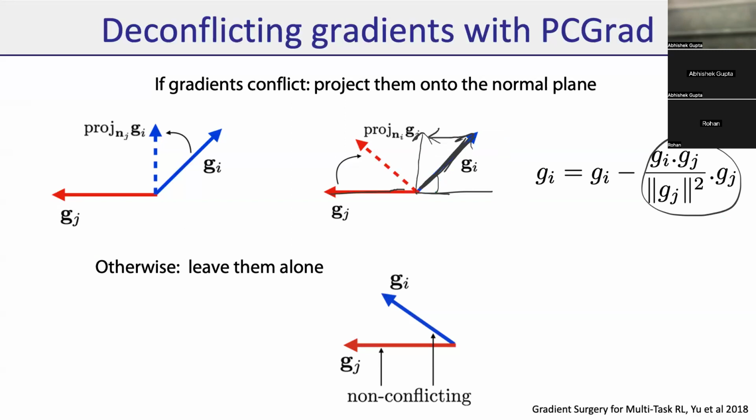For every element. But it's just like a vector difference, right? Imagine that you had this vector and you want to project it on the normal of this vector. What you do is you take its projection onto the GJ direction, and then you subtract that, so then you get that.